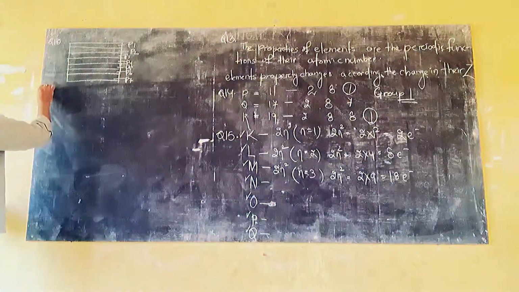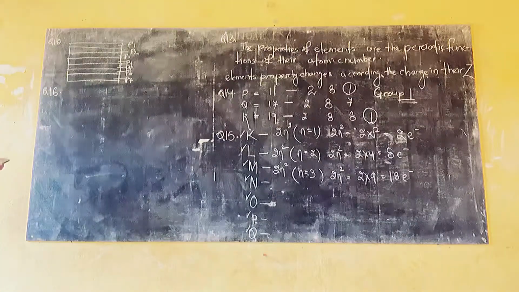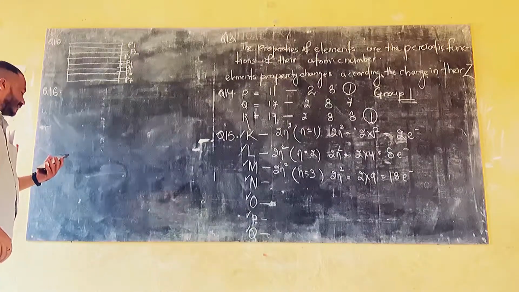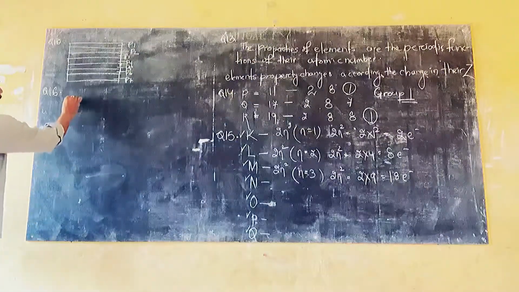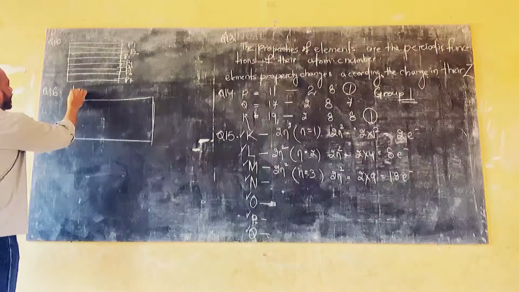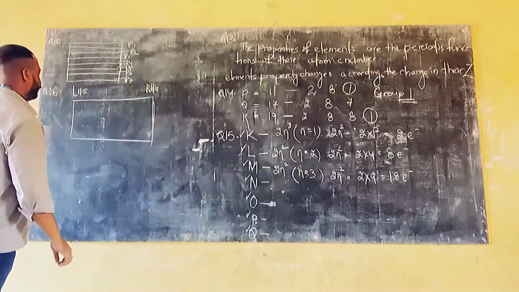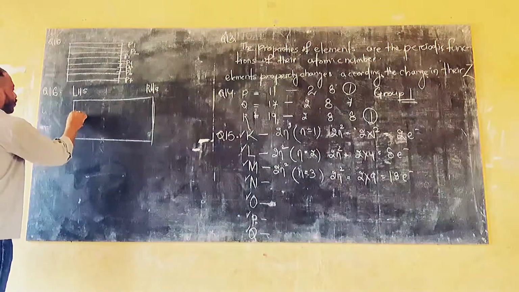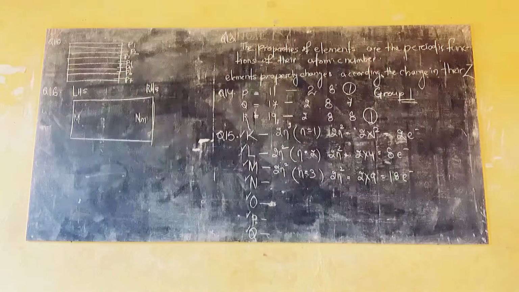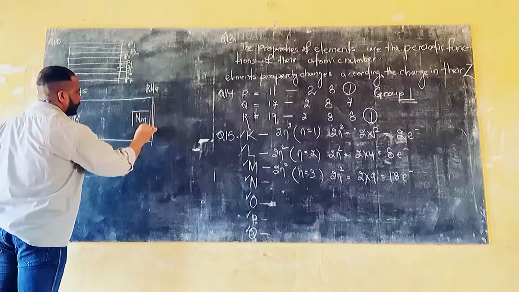Question number 16. The question is, what would be the nature of oxides formed by the elements on the right side of the modern periodic table? This is the modern periodic table. This is the left hand side. This is the right hand side. On the left hand side, you have metals. On the right hand side, you have non-metals. The question asked you about the nature of non-metals.